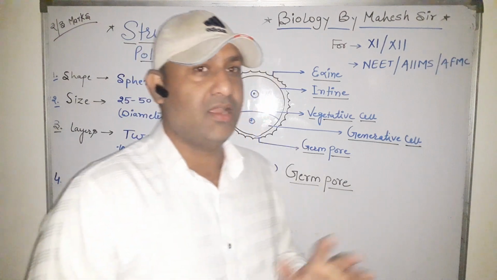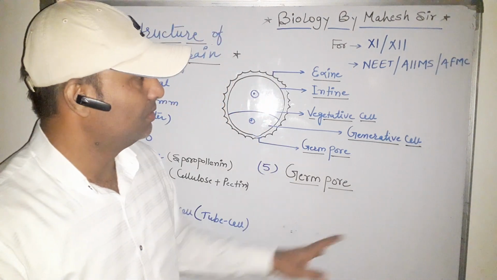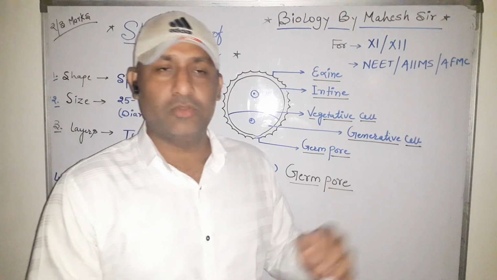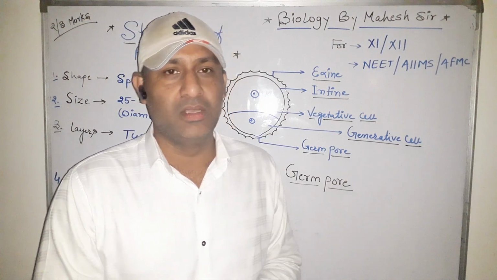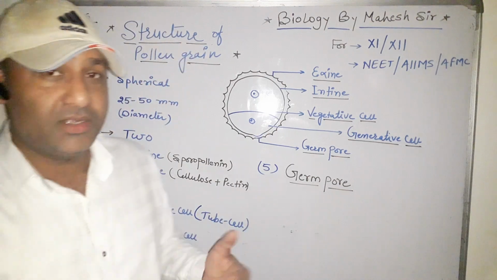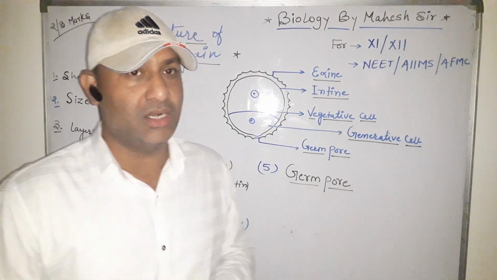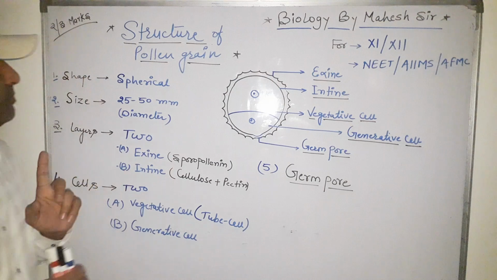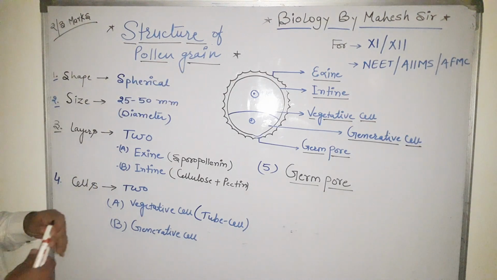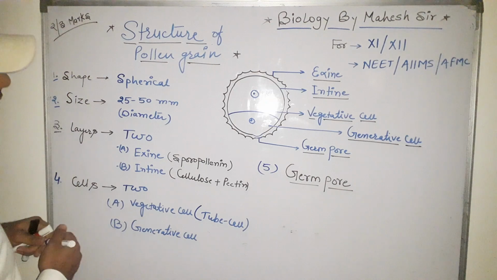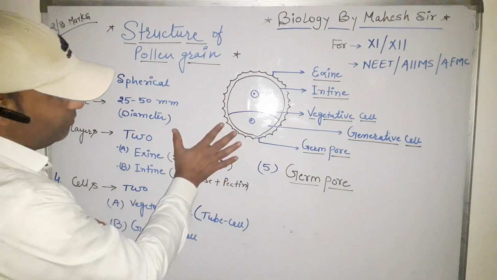In the last class we discussed the different terms related to microsporogenesis, what microsporogenesis is, and the different types of microspore tetrads. Now in this class we will discuss the next topic, which is the structure of pollen grain. In this topic, you can see the diagram of a pollen grain.